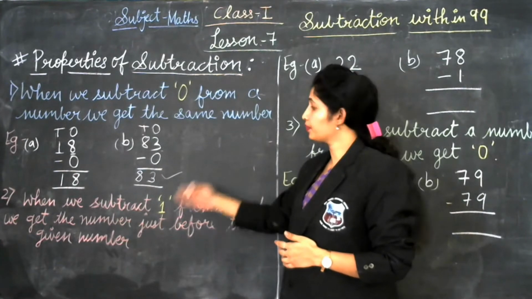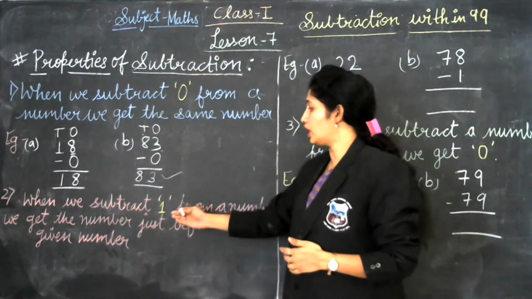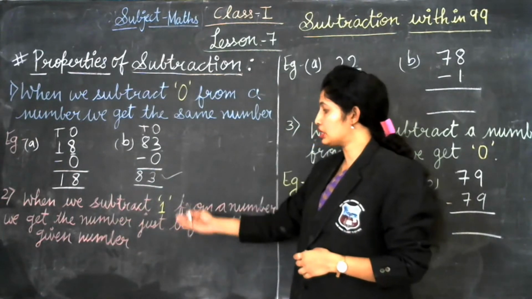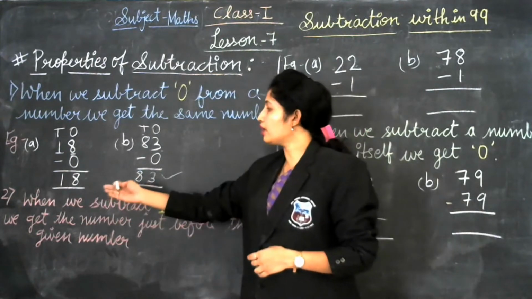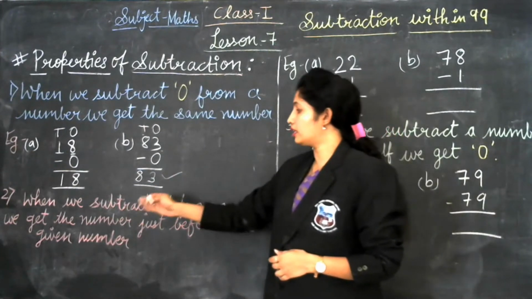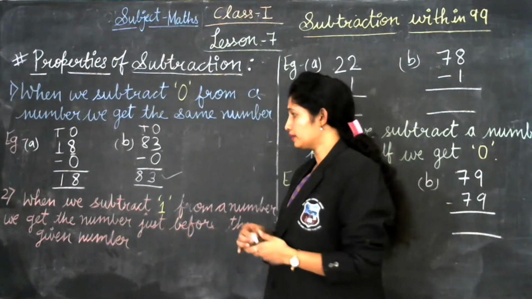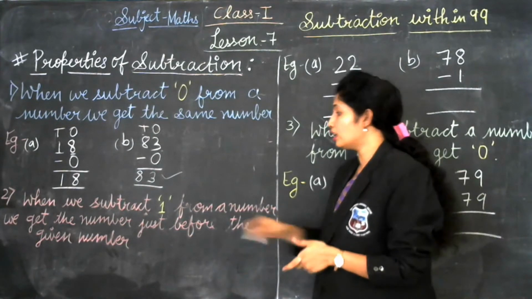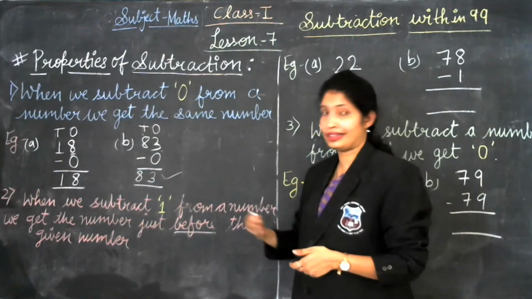Now children, let's discuss the second property. When we subtract 1 from a number, we get the number just before the given number. I will repeat this. When we subtract 1 from any number, we get the number just before it. It means the predecessor.